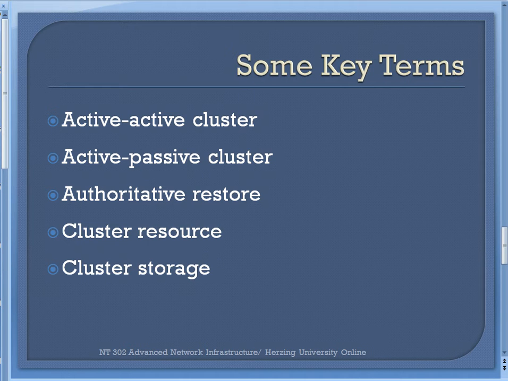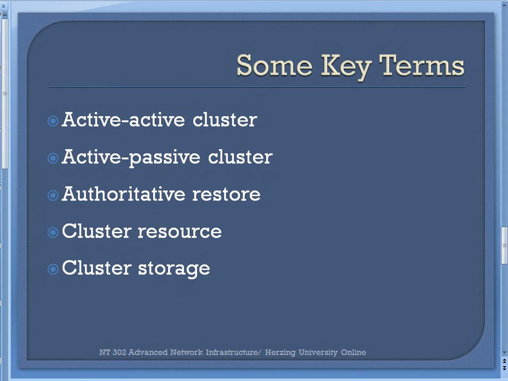We've already talked about this one, but it's a cluster where all nodes are active, and if one or more nodes were to fail, then the other nodes would take on the additional workload in order to compensate for that failure. The next one you see here is active-passive cluster. We've talked a little bit about this one as well, but it's a cluster that includes both active and passive nodes, where the passive nodes are used only if an active node fails.